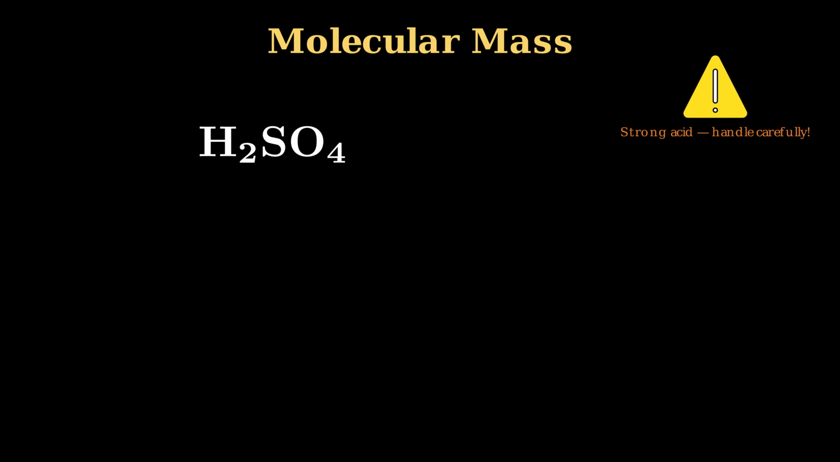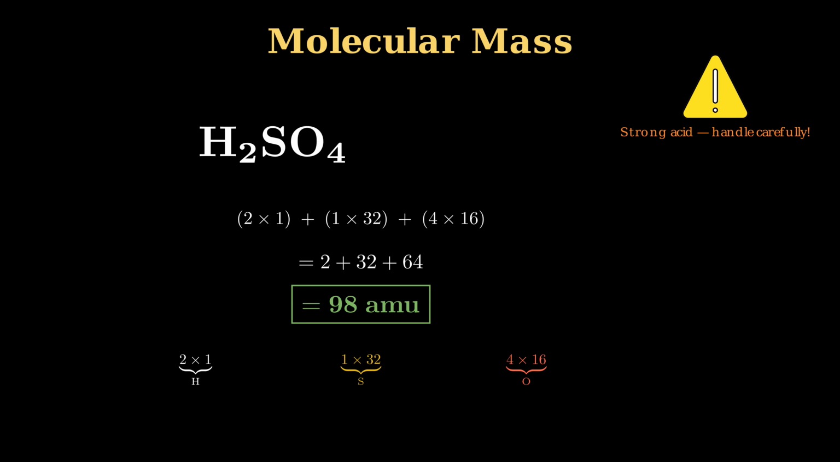Sulfuric acid, H2SO4, 2 hydrogen, 1 sulfur, 4 oxygen. That's 2 plus 32 plus 64, which equals 98 AMU.